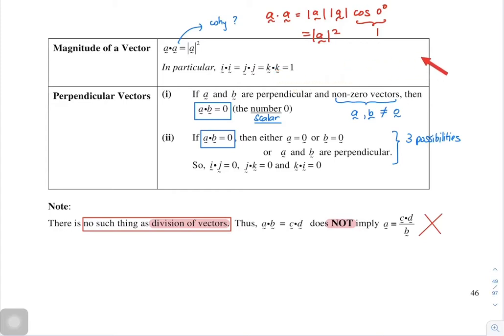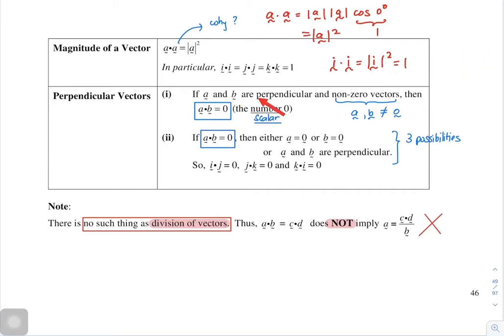The reason being, i dot i gives you the magnitude of i squared, and we know that the magnitude of i is 1 because it is a unit vector. Similarly for j dot j, and k dot k.